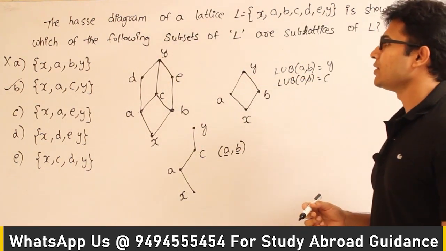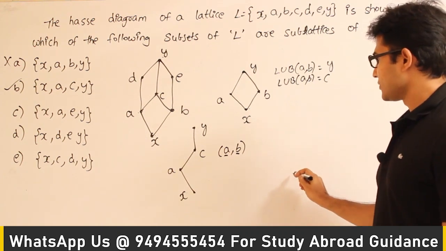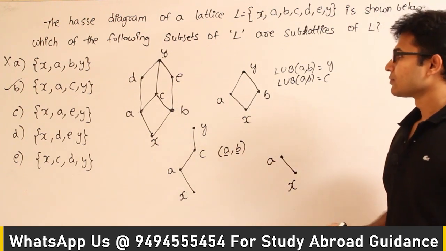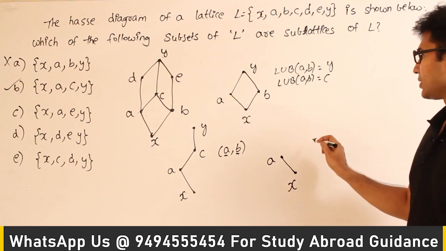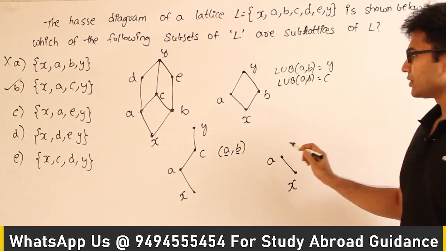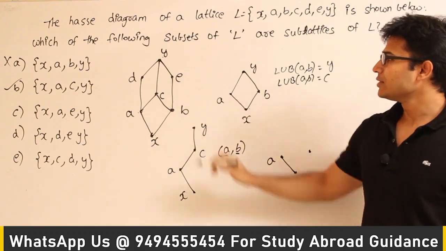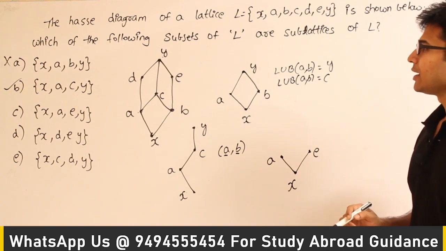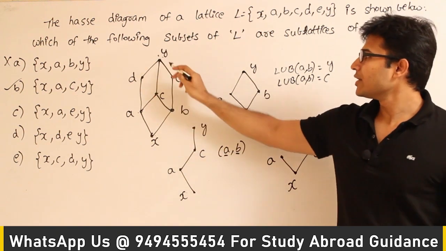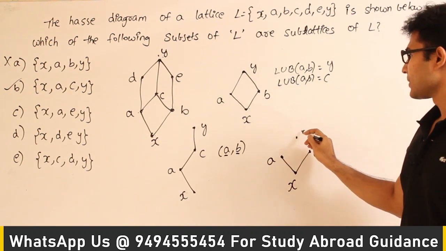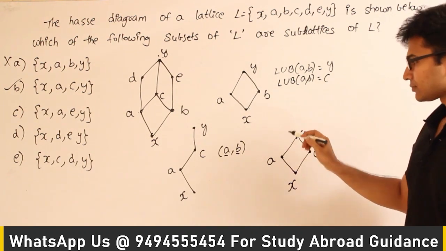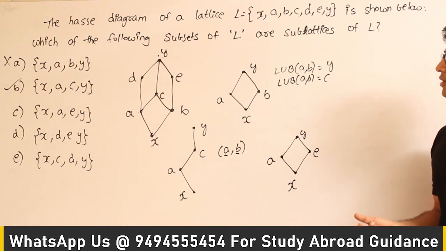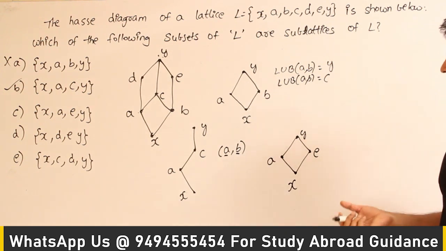X, A, E, Y. So X is here, A is here, E is there, right? So X is related to E, isn't it? X is related to E through B, but since B is not there, I am directly trying to put the edge there to show that it is related. And Y, A is related to Y and E is related to Y, right? So clearly it is a lattice because for every two elements there is greatest lower bound and least upper bound. But then is it a sublattice or not?